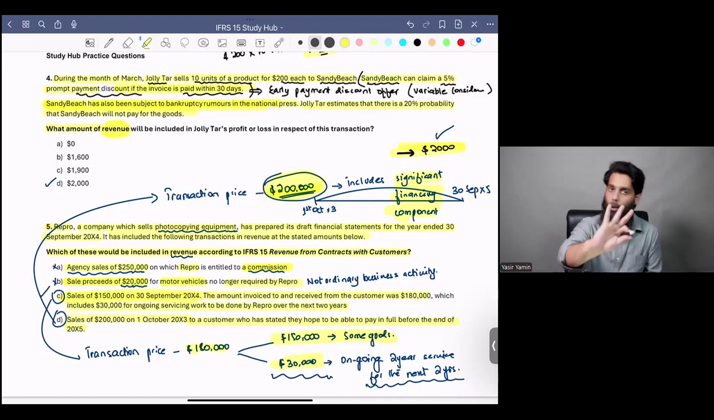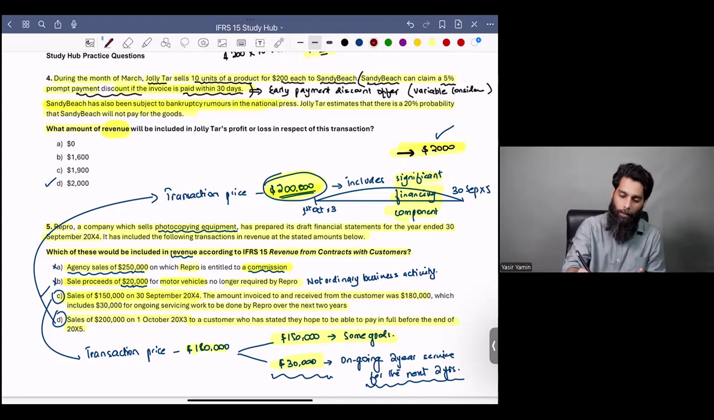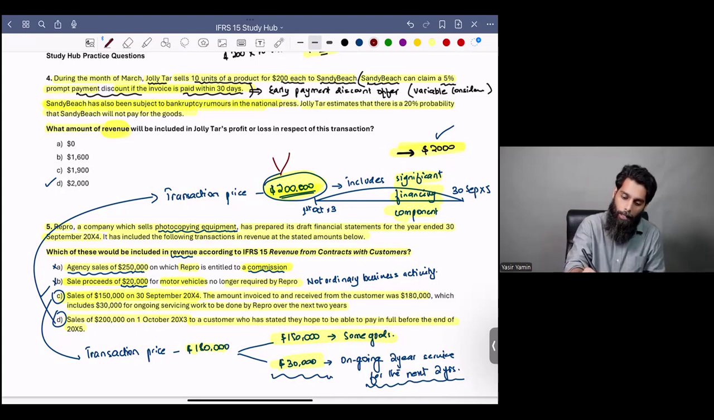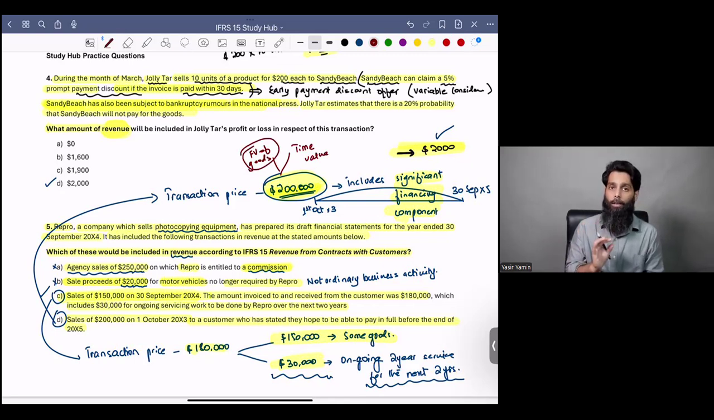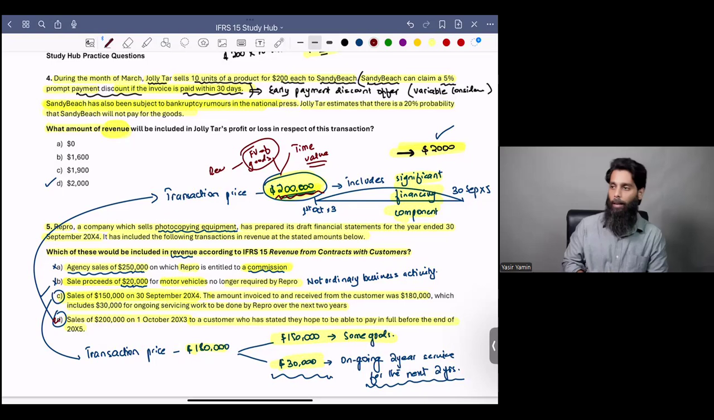The correct treatment, although not required, should have been that we were supposed to split the transaction price between the fair value of the good or service and the time value, the financing element included in the transaction price. Then the fair value of the good or service, the true transaction price, should be recognized as revenue, and the financing element cannot be recognized as revenue. That should have been the correct accounting treatment. And that is why the full 200,000 cannot be recognized as revenue, and that is why D is not the answer.